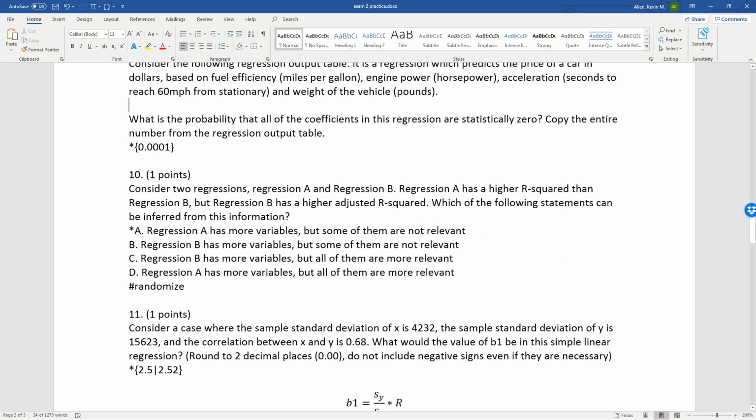All right, on to number 10. We have two regressions, regression A and regression B. So regression A has a higher r squared. Regression B has a higher adjusted r squared.